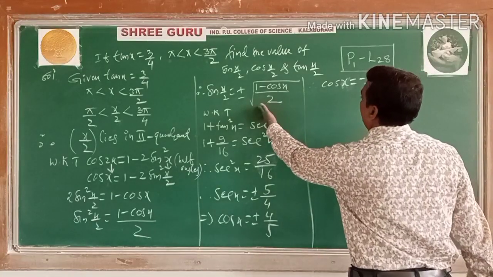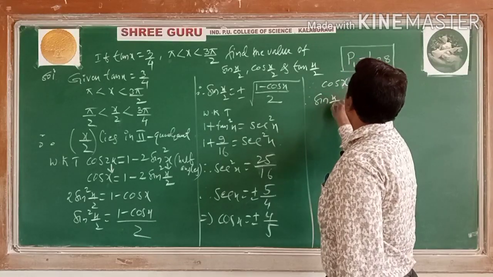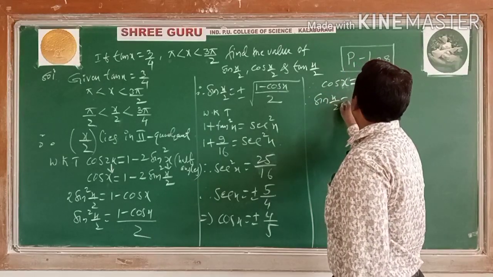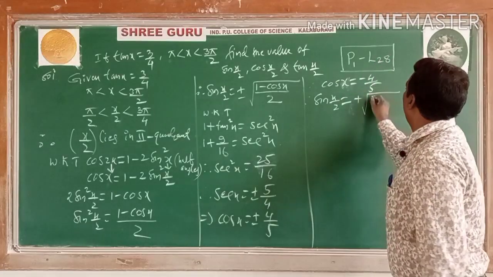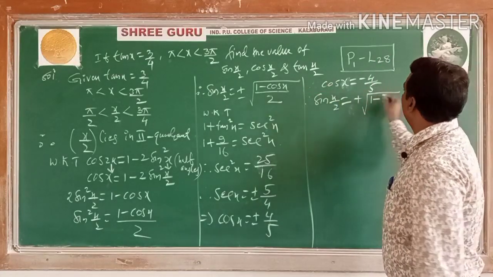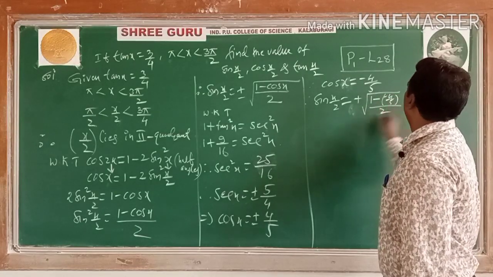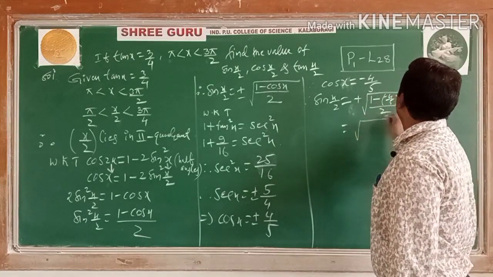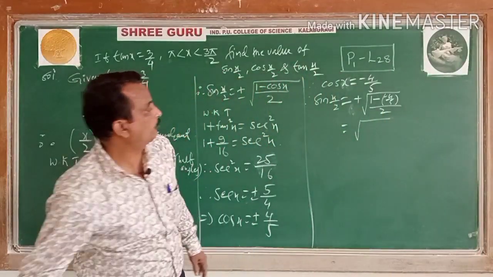Substitute in this formula and you get your result. Therefore, sin x by 2 equals, you should take plus or minus, positive it is. Positive you should take, then 1 minus, what is cos x? Minus 4 by 5, divided by 2. This is equal to positive, simplification here, minus of minus 4 by 5.